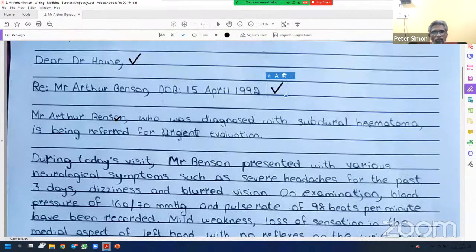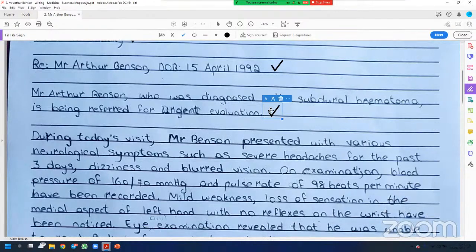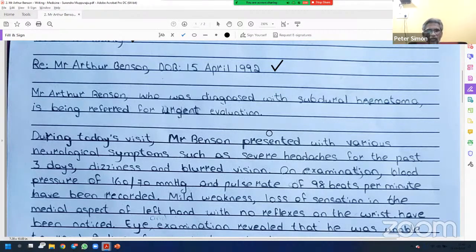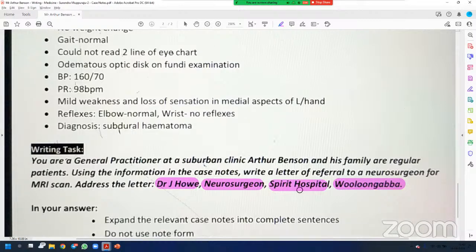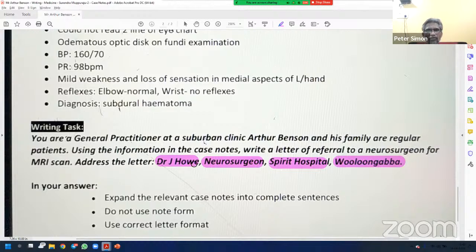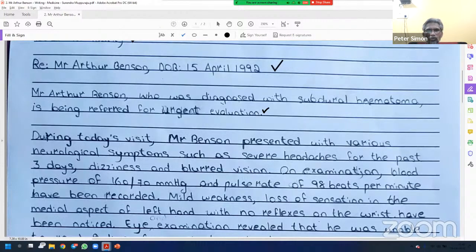Next, Mr. Arthur Benson, not Renson. Benson. Be clear. Mr. Arthur Benson, who was diagnosed with a subdural hematoma, is being referred for urgent evaluation and an MRI scan if required. MRI comes under evaluation, right? Yes. In the purpose line, I didn't mention that. You're absolutely right. So that's fine. Mr. Arthur Benson, who was diagnosed with subdural hematoma, is being referred for urgent evaluation.